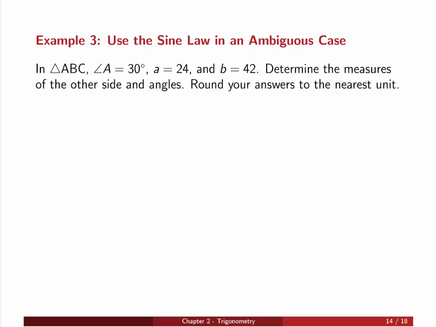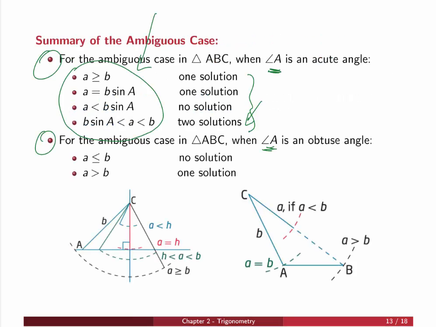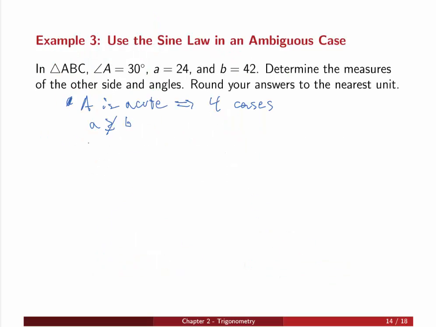In triangle ABC, angle A is 30, a is 24, and b is 42. So again, A is acute, which implies you have to go through the four cases. Here, A is not bigger than b. The previous one is A equal to b times sine of A. So what you would do is look at this: is this equal to b times sine of A? Well, b is 42, sine of 30 degrees.